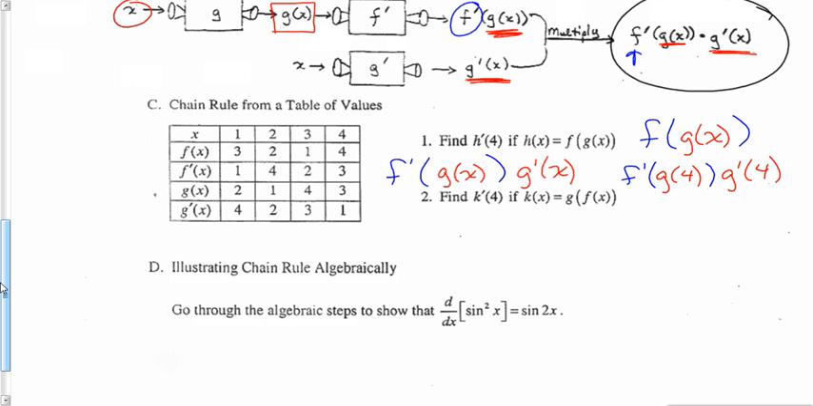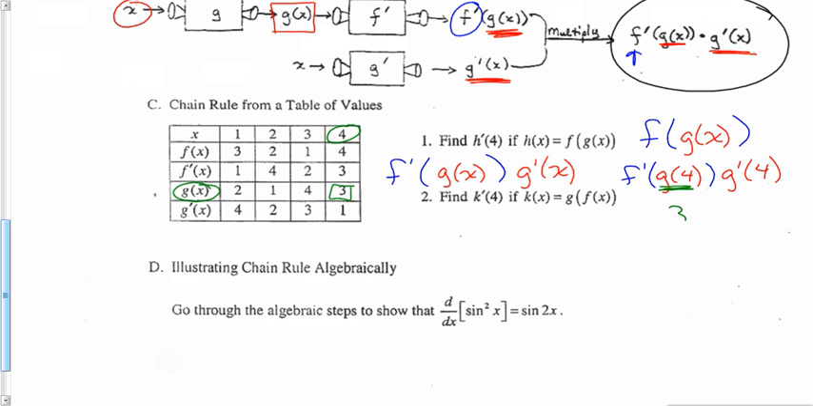Now we can start moving to our table. So the very inside part is my g of 4. So I need to take that and plug that into my f prime. So first thing I need to do is find g of 4. Here's my g. And when x is 4, I get 3.